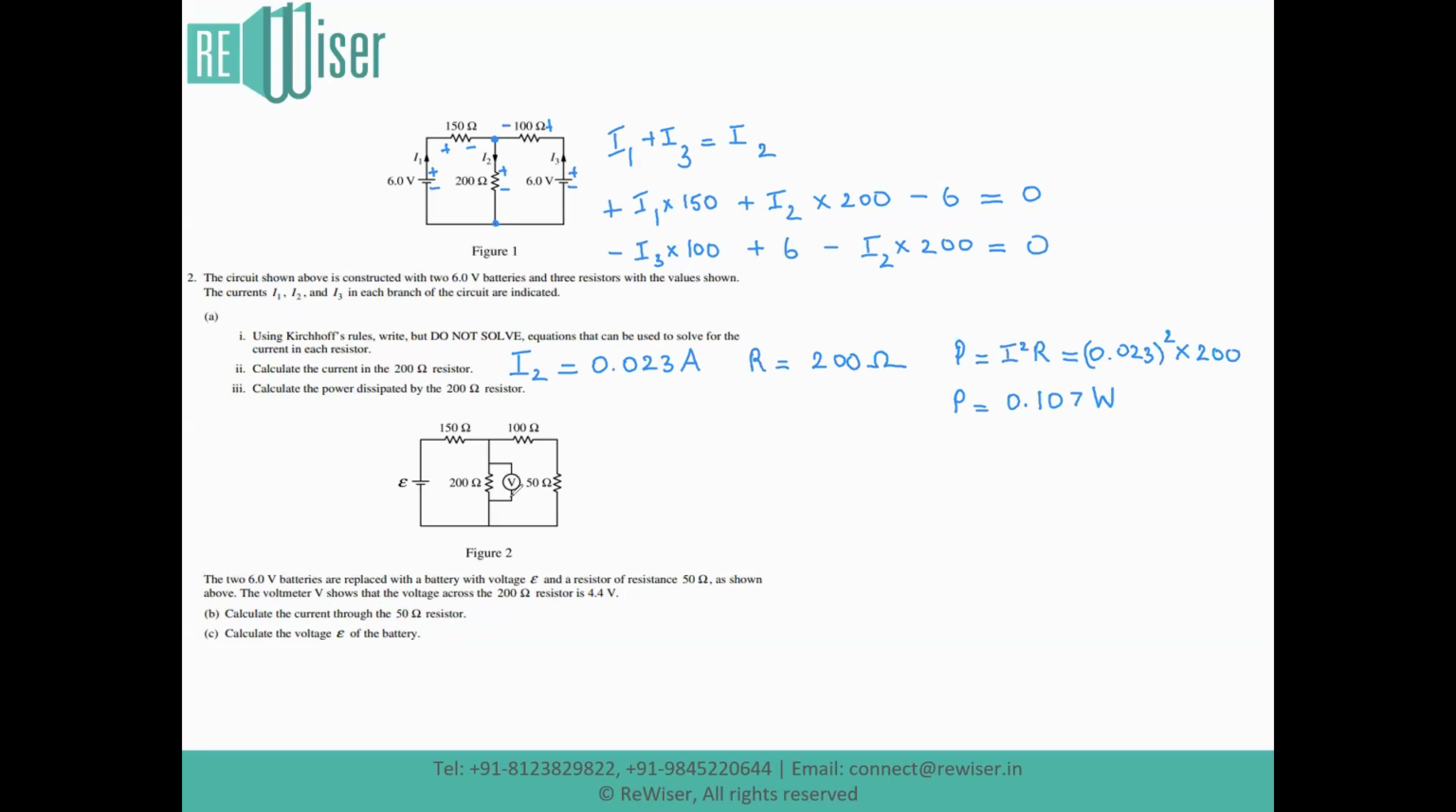Moving on to the last question. Here, we notice from the circuit that the two 6-volt batteries are replaced, and one of the batteries is replaced by an unknown EMF of value epsilon, and another by a known value of resistor whose resistance is 50 ohm. As shown above, the voltmeter V shows that the voltage across the 200 ohm resistor is 4.4 volt. Calculate the current through the 50 ohm resistor.